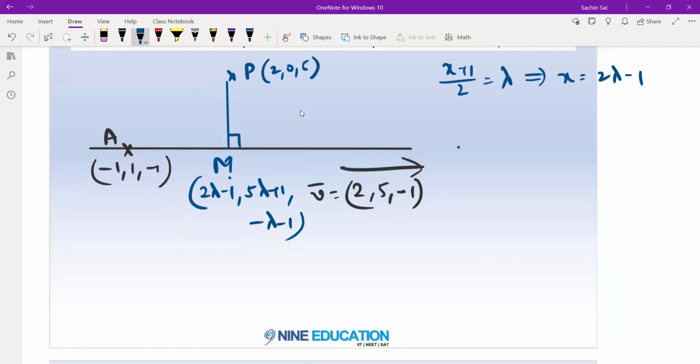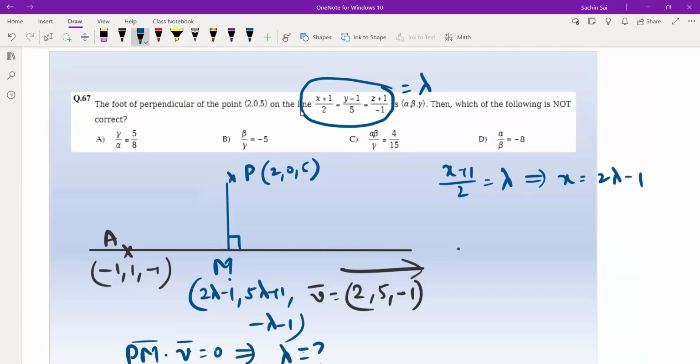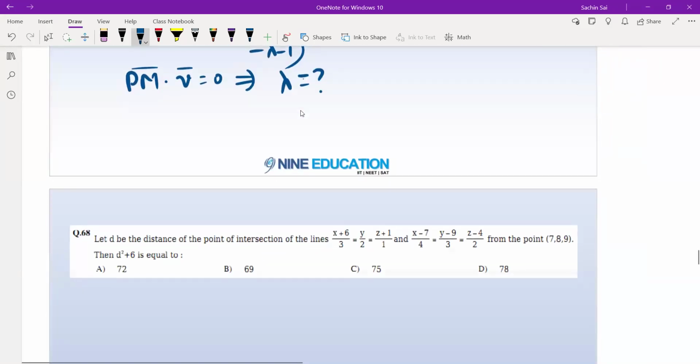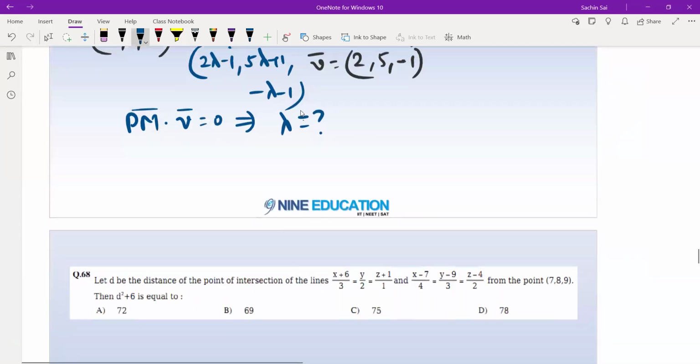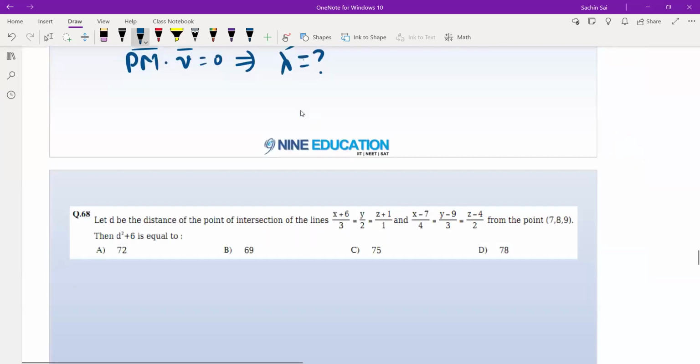Now we need to write the condition for PN to be perpendicular to the line. Because it is a foot of the perpendicular, PN bar should be perpendicular to the line, or it should be perpendicular to the vector v bar, right? So that means PN bar dot v bar equals 0. From here you get the value of lambda. And once you get the value of lambda, you have all three coordinates of N, which will give you the values of alpha, beta, and gamma. Right? So let's move to the next question.